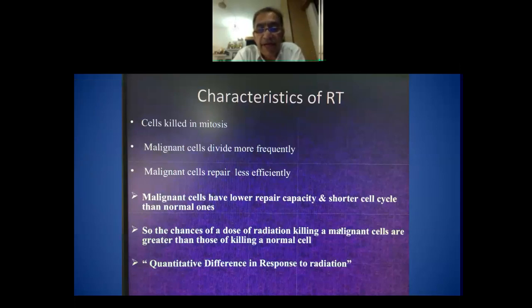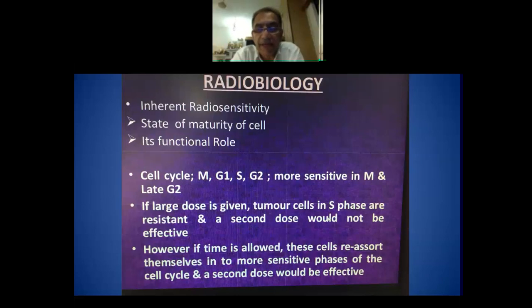So going back again to a little bit of biology, these are all the characteristics I was talking about earlier: malignant cells divide more frequently, and they repair less efficiently when compared to a normal cell. This is what ultimately points to a quantitative difference in response to radiation. As I mentioned earlier, the tumor cell is more sensitive in M and late G2. So if a large radiation dose is given, and the tumor cells are in the S phase, they are resistant. Therefore, a second dose would not be effective.